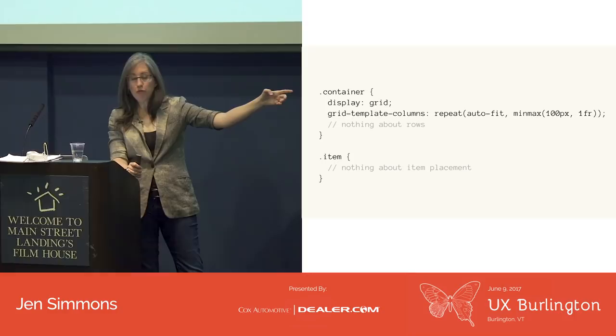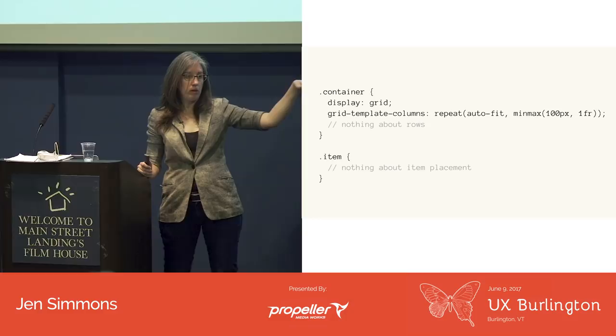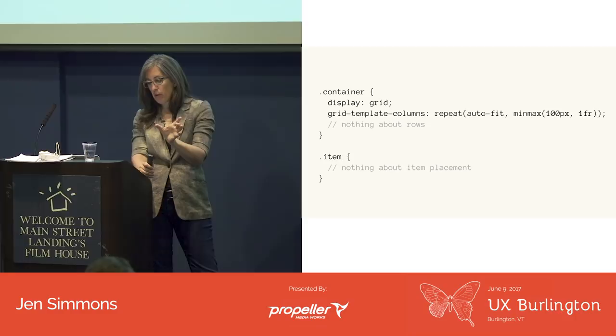Auto-fit, which means I don't know how many columns to make or how many times to repeat this pattern. You could put a number there like 4, and it would repeat the pattern 4 times. But in this case, I'm saying auto-fit. I'm saying you automatically figure out what fits. And then I'm saying, here's the size that I want each of these columns to be. I want it to be a minimum of 100 pixels wide and a maximum of 1fr.